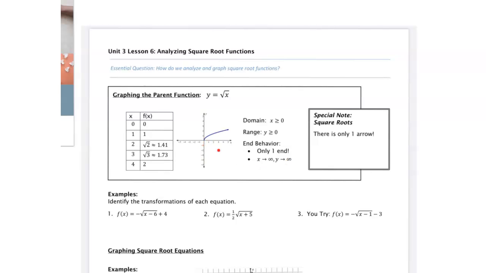As far as the end behavior, since it only has one end, we are only looking at as x is going towards the positives, or as x is going towards the right. So as x is going towards positive infinity, so that's towards the right, our graph is constantly growing and going up and up and up. So our y's are going off towards positive infinity.